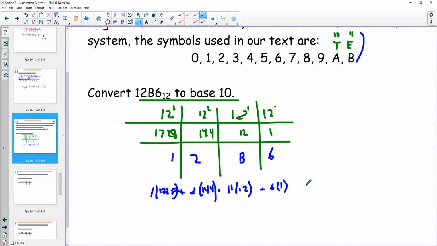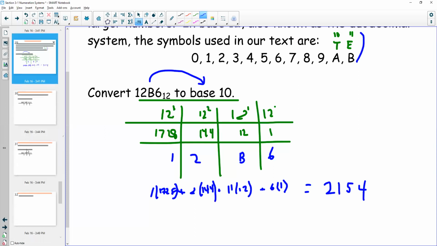Okay, so I converted that over. We add that all up. I get 2,154. So in this case, we're going from another base to base 10. This is how we do it. Now we need to go the other direction. This is the last big thing in this section. And then there's one small thing.